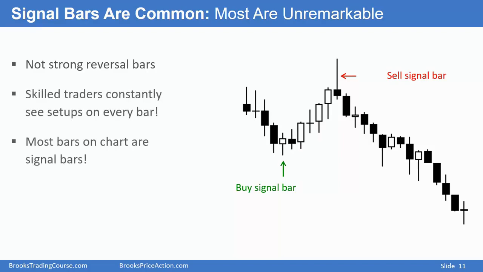A good trader, an experienced trader, is going to see setups on every bar, and therefore every bar on the chart is signaling something. You don't have to trade on every bar of the chart, but every bar is telling you something, and a scalper will take lots of trades. You might buy this close, buy that close, buy this close. Every bar is signaling a buy. And the opposite is true here.